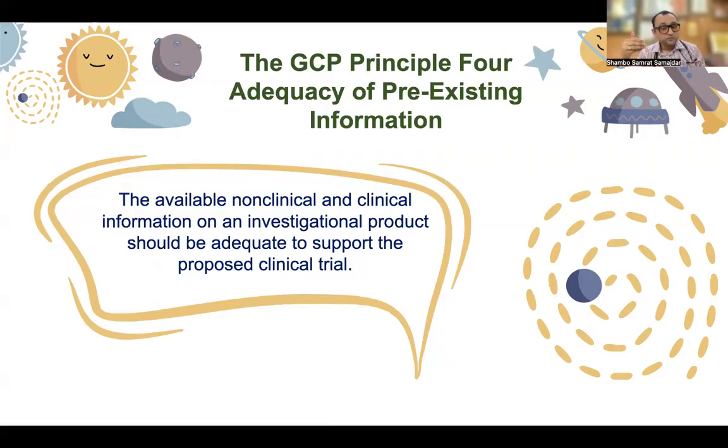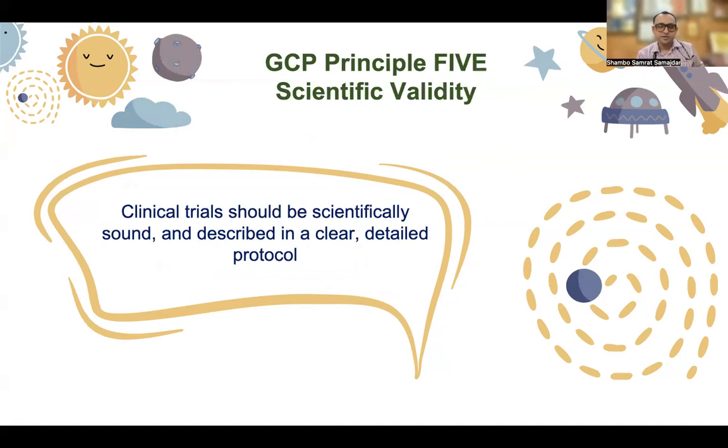Coming to principle 4, the adequacy of the pre-existing information. If I am scrutinizing a phase 3 clinical trial, it is our duty to go through the data of phase 2 or phase 1 clinical trials or non-clinical trials. So the available non-clinical and clinical information on an investigational product should be adequate to support the proposed clinical trial.